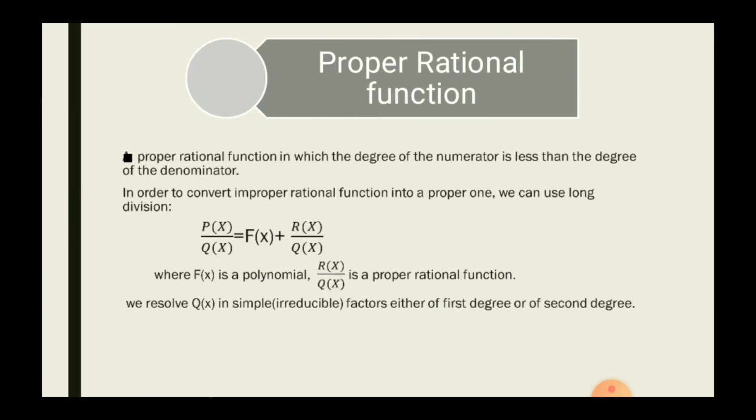First of all, I am going to discuss proper rational function. A proper rational function is one in which the degree of the numerator is less than the degree of the denominator. If Px and Qx are two polynomials, then Px upon Qx defines a rational algebraic function of x. If the degree of Px is less than the degree of Qx, then Px upon Qx is a proper rational function. But if the degree of Px is greater than or equal to the degree of Qx, then it is an improper rational function, and we use the long division method to make this function a proper rational function.